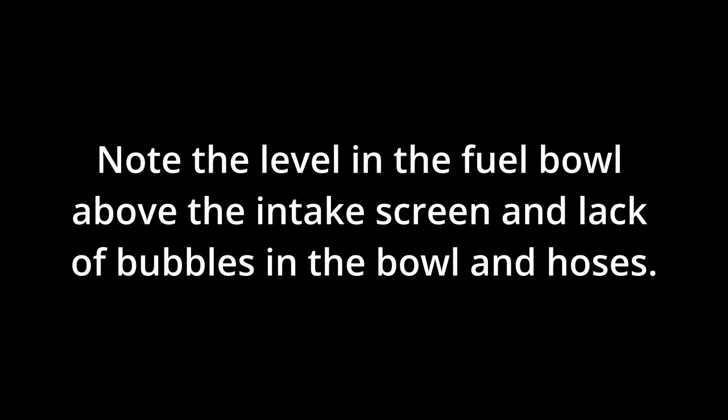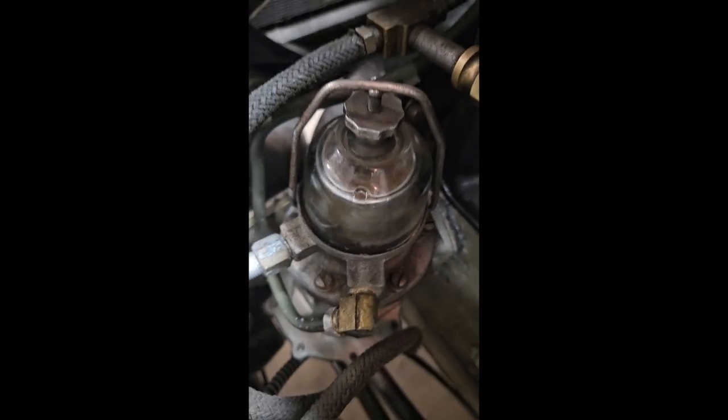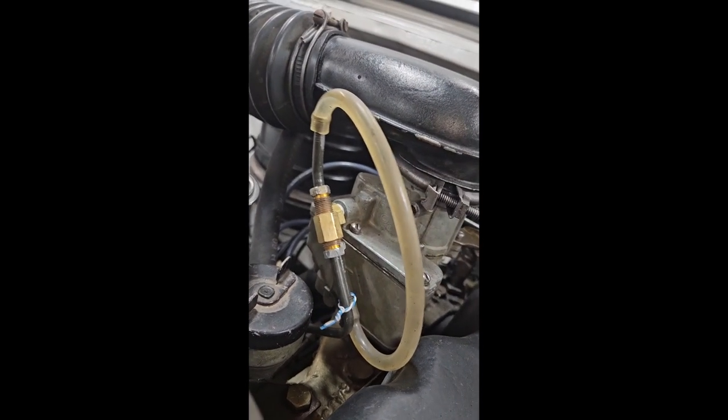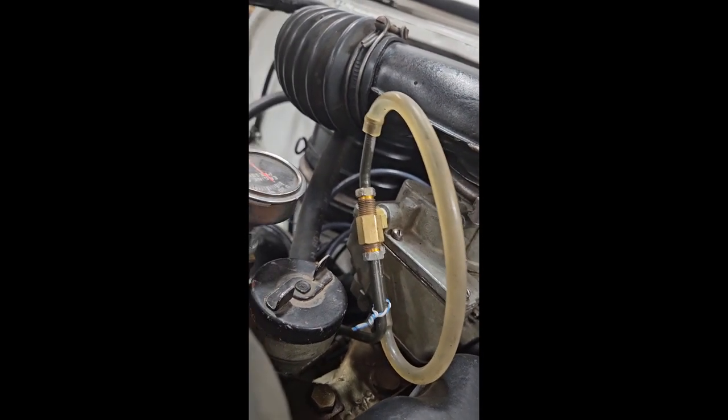This first section will demonstrate operating without a vapor separator system. This is after the engine has been running for about 10 minutes. Note the level in the fuel bowl above the intake screen and lack of bubbles in the bowl and hoses. At 20 minutes running time, only a few bubbles showing up in the pump bowl.